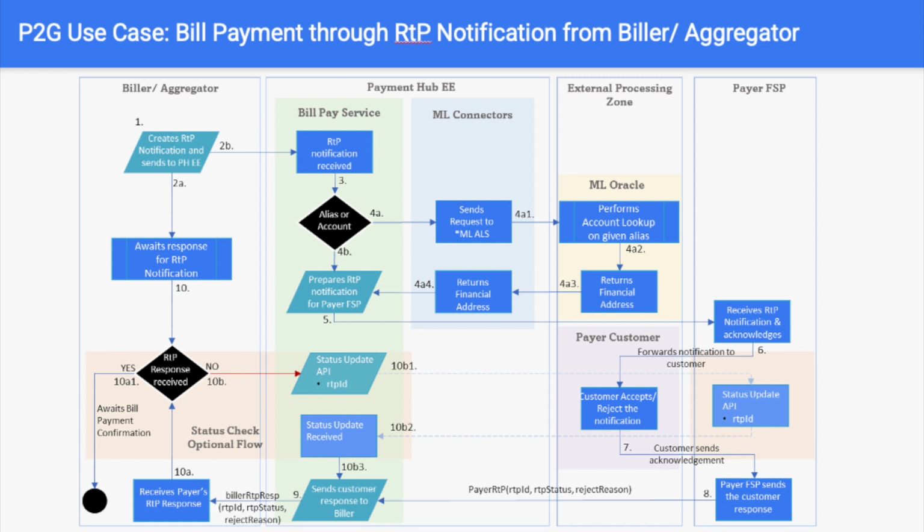So it sends this request to the Mojaloop connector, which sends it to the external processing zone. It sends it to an Oracle, Mojaloop Oracle, perhaps, if it's Mojaloop, to resolve that address. It looks through the alias, finds the financial address information, and returns it to the connector, and the connector returns it back to the bill pay service and says, yes, here is the financial address which you're looking for. So in both cases, if it was a direct account or if it has been resolved by the account lookup service, that request is sent to the payer FSP.